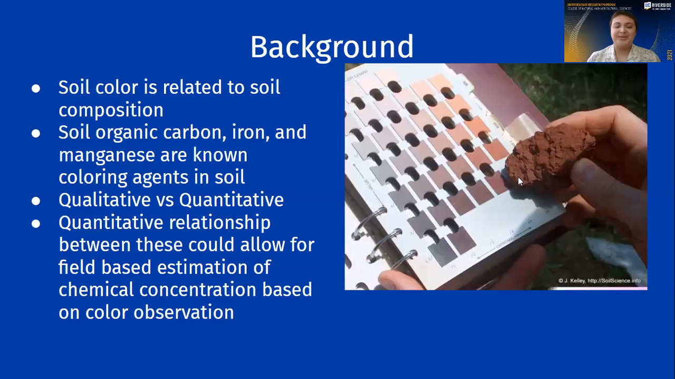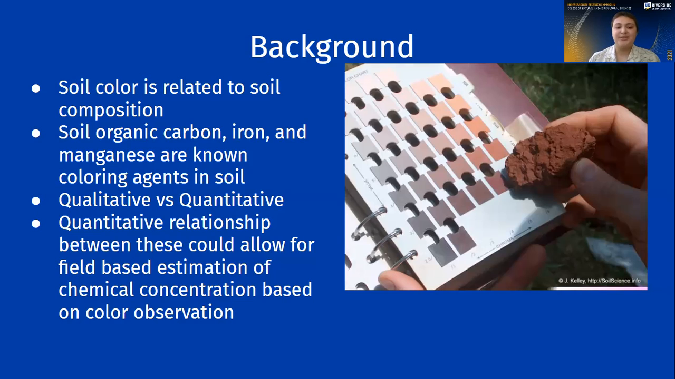Just some background to start off with. Soil color is related to soil composition, and soil composition is affected by pedogenic processes. Pedogenesis refers to the processes that form soils, and pedogenic processes are the processes that further contribute to the evolution and development of soils over time. Three coloring agents that are known in soils are soil organic carbon, iron, and manganese. Soil organic carbon and manganese are both known to have a darkening effect on soils over time and with increasing concentration, and iron is known to have a reddening effect in the same conditions.